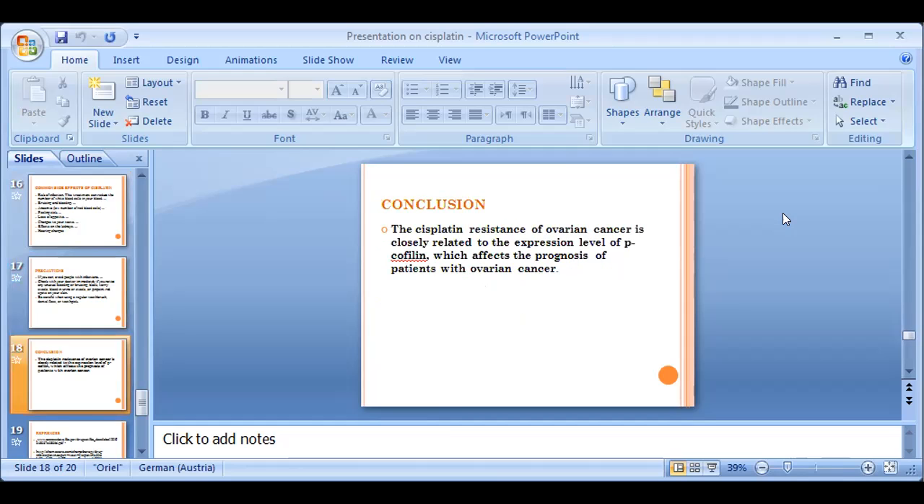Conclusion. The cisplatin resistance of ovarian cancer is closely related to the expression level of the protein, which affects the prognosis of patients with ovarian cancer.